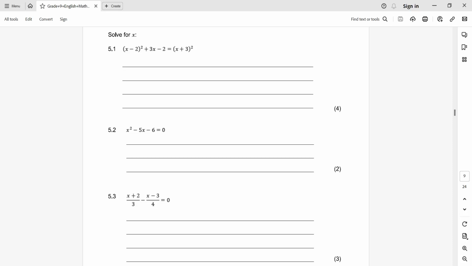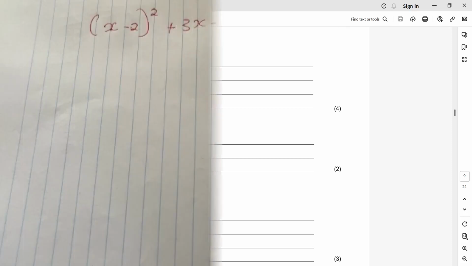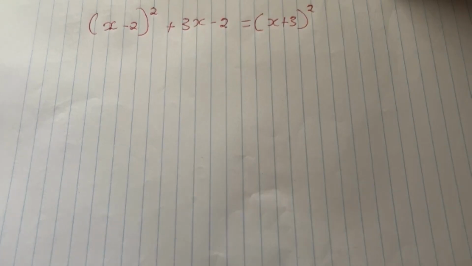It says we are having, in the brackets, x minus 2, close the brackets, to the power 2 plus 3x minus 2 is equals to, in the brackets, x plus 3 to the power of 2. Then we have to solve for x on this one. Let's start with the first one.